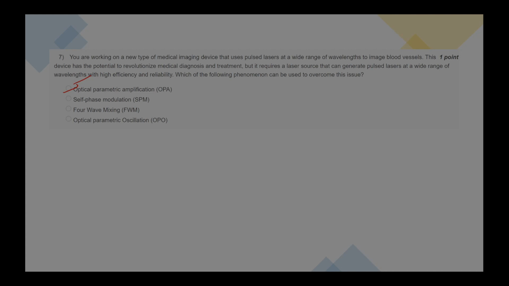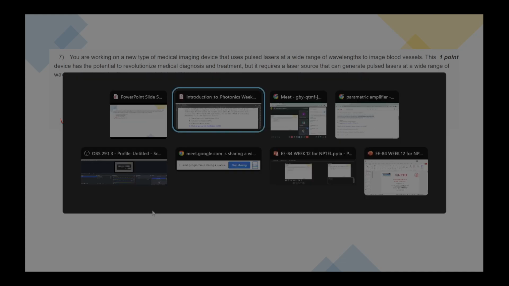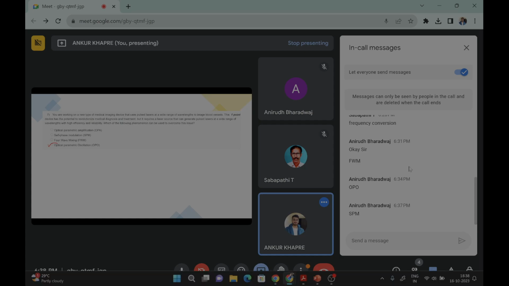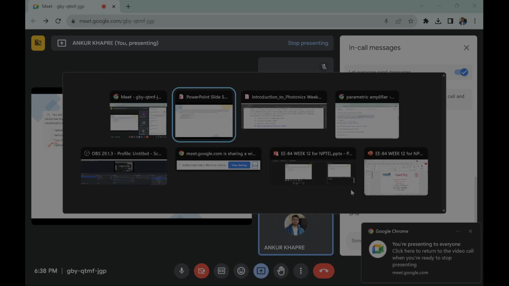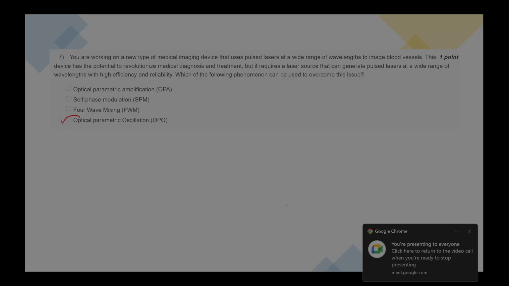Yeah, I made a mistake here in this question. The fourth option is correct. Okay, OPO. I didn't check your answer. Okay, Niruddha already told this OPO. So this one is the answer.